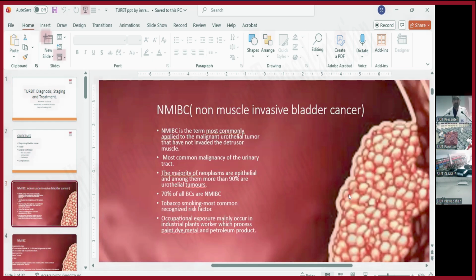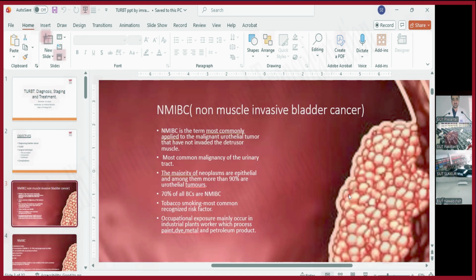Non-muscle invasive bladder cancer is the term most commonly applied to malignant urothelial tumors that have not invaded the detrusor muscle. It is the most common malignancy of the urinary tract. The majority of neoplasms are epithelial, and among them more than 90% are urothelial tumors. 70% of all bladder cancers are non-muscle invasive. Tobacco smoking is the most commonly recognized risk factor.